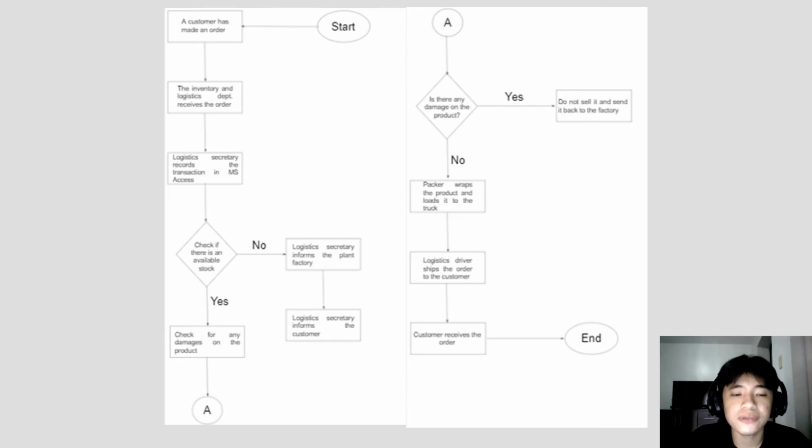However, if there is, the product will then proceed with quality checking to make sure that the product is brand new and has no damage. If there is even a small damage, it will be sent back to the factory and labeled as reject. If there is none, the product will then be packed by the packer and loaded to the delivery vehicle for shipping. The process ends when the customer receives their product and signs the paper for confirmation.